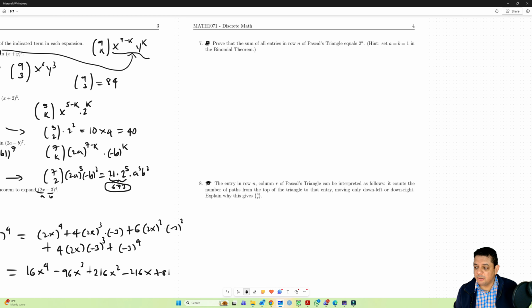Okay, question number 7. Let's prove that the sum of all the entries, all the coefficients in row n of the Pascal triangle is equal to 2 to the n. Well, this is essentially proving that the sum of n choose k from k equals 0 to n is just 2 to the n. This is true because it comes from setting a equals b equals 1 in the binomial theorem.